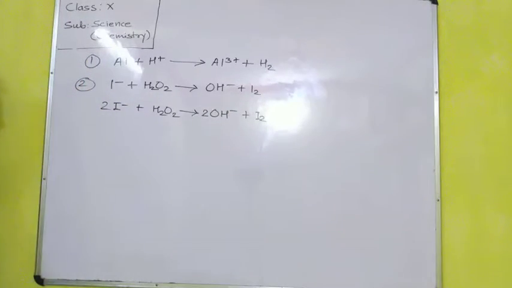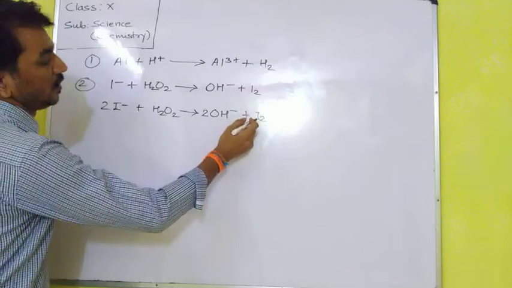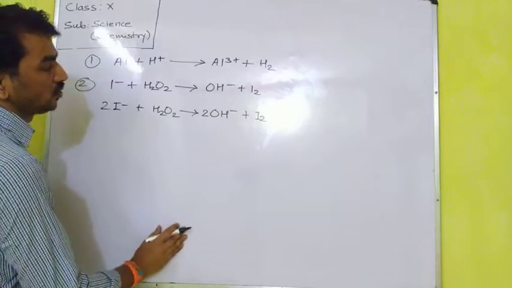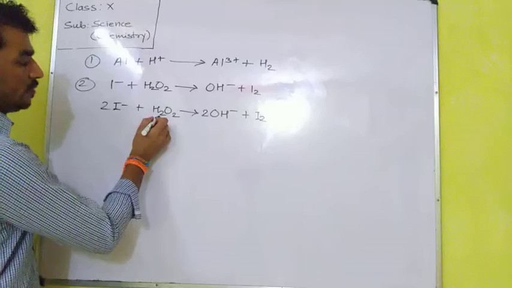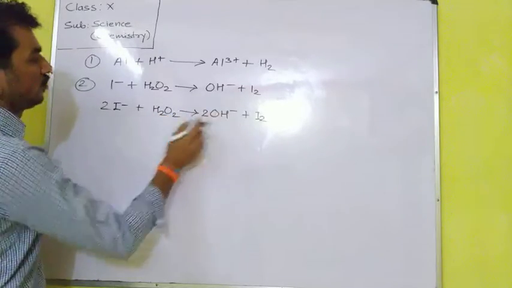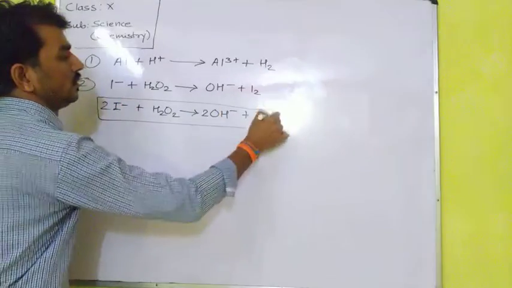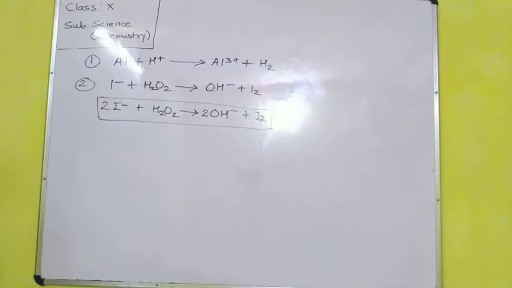The number of iodine atoms is 2 in the reactant, and the number of iodine atoms is also 2 in the product side. 2 atoms of hydrogen, 2 atoms of oxygen in the reactant, 2 atoms of oxygen and 2 atoms of hydrogen in the product. So now it is balanced.